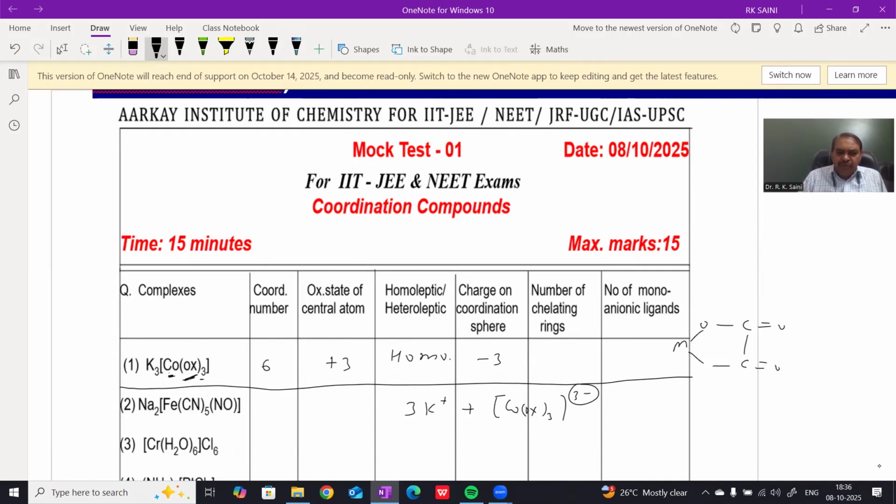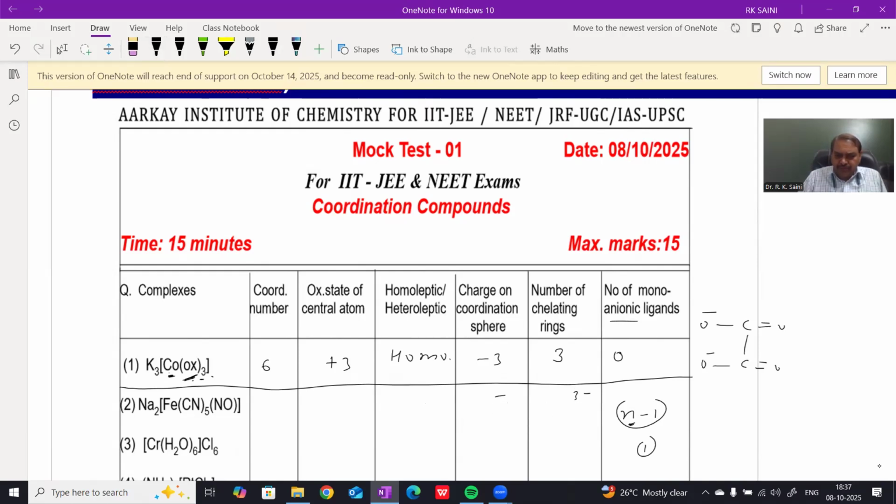Number of chelating rings for a bidentate ligand equals n-1, where n is the denticity of the ligand. For example, oxalate is a bidentate ligand. Therefore, one oxalate makes one ring, and one ring contains 5 atoms. Therefore, with 3 oxalate ions, there are 3 chelating rings. Number of mono-anionic ligands is 0, because oxalate is a dianionic ligand. It carries -2 charge. Therefore, number of mono-anionic ligands is 0.